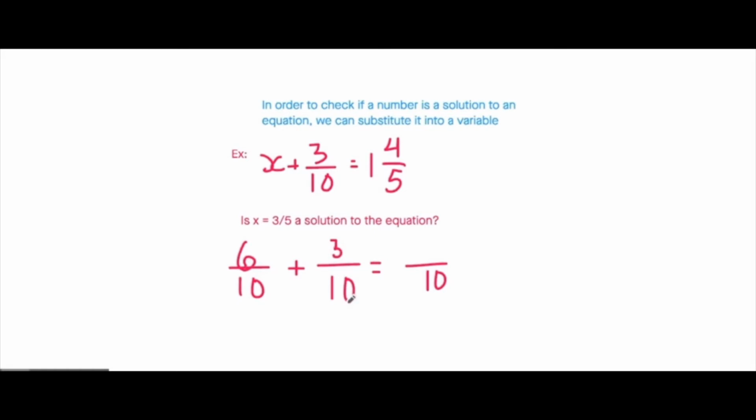6/10 plus 3/10 equals 9/10. And 1 4/5 as an improper fraction would be 9/5. And 9/5 is not equal to 9/10, so 3/5 would not be a solution to this equation.